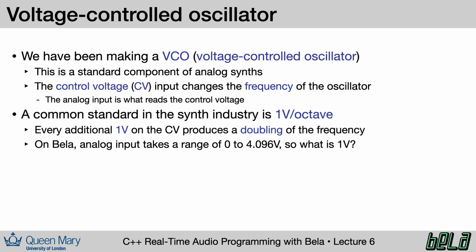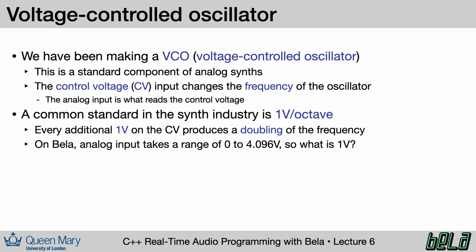Up until this point in the course, we've been doing this all virtually with sliders in the GUI, but from today we can actually do this as a literal electrical voltage at the analog input. A common standard that you'll encounter on analog synths is what's called 1 volt per octave. What this means is that every increment of 1 volt on the CV input produces a doubling of the frequency at the output.